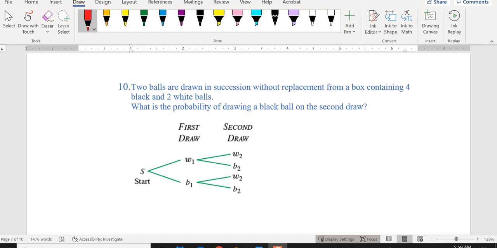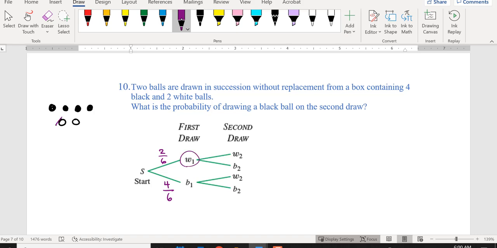Number 10: 2 balls are drawn in succession without replacement from a box containing 4 black and 2 white. What is the probability of drawing a black ball on the second draw? Okay, again, we've got without replacement, so once you pick it, it's gone. The probability of drawing a white on the first is 2 out of 6, and the probability of drawing a black on the first would be 4 out of 6.